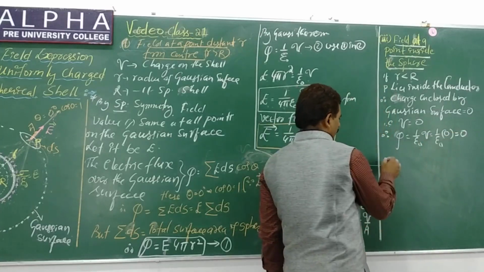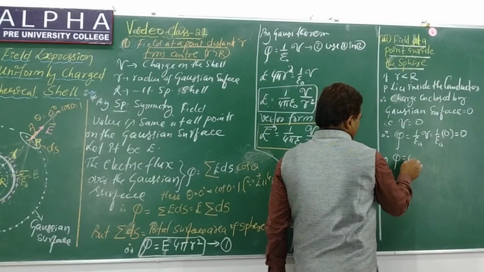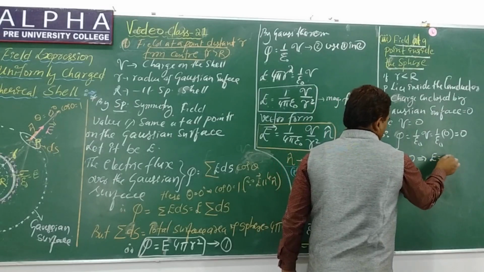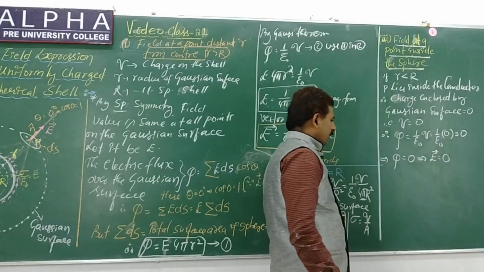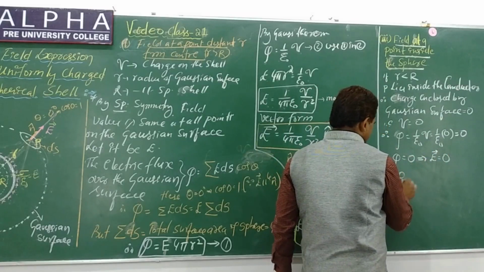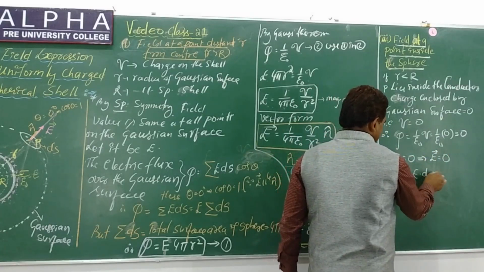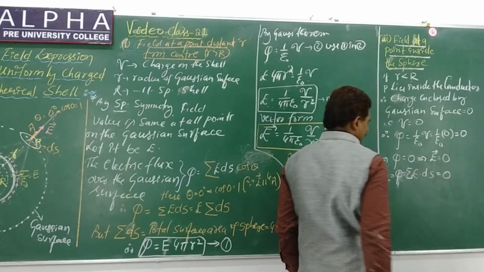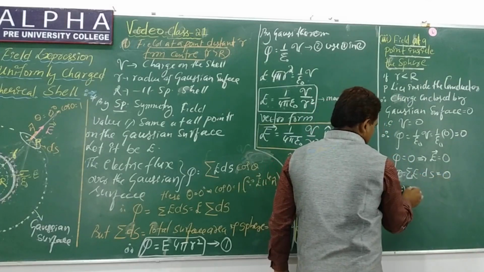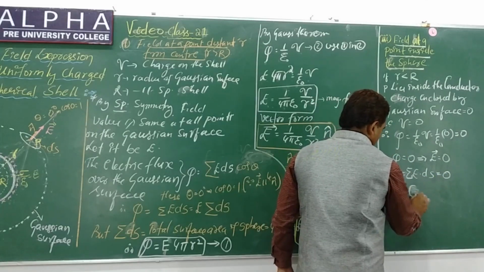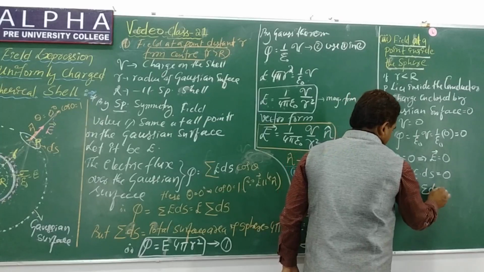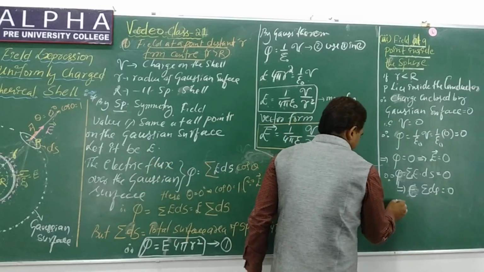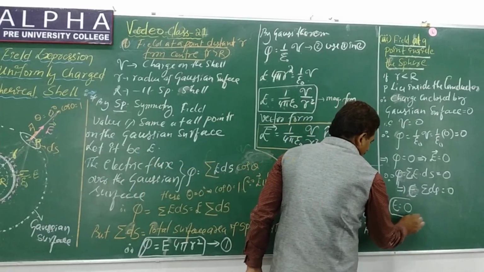Therefore, flux phi equals 0. When there is no electric flux, it implies no electric field. Electric field is also 0. Because what is flux? Flux equals summation E dot ds. That is equal to 0. Implies E times summation ds equals 0. The area is not 0, area is there. That's why the electric field value E equals 0.